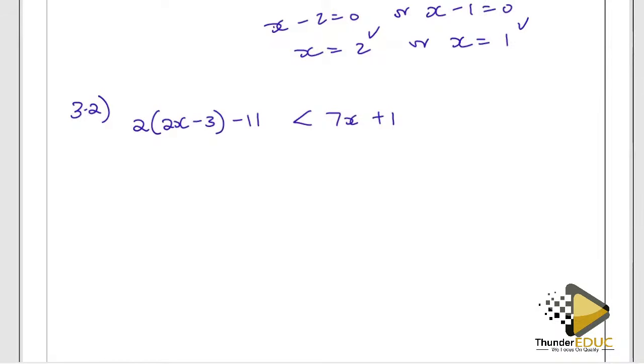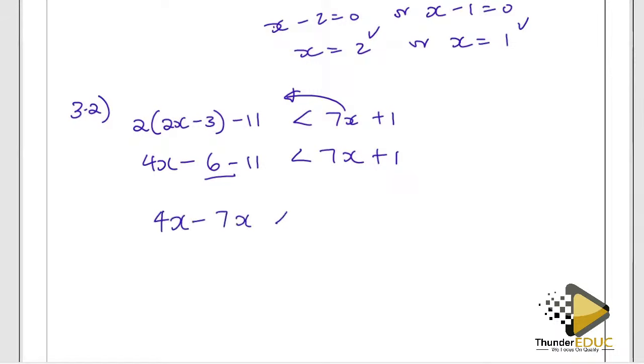So let's open this up as we move the 7x to this side. Now let's first open it. So you're going to have 4x minus 6 minus 11 is less than 7x plus 1. We know that this is going to give us negative 17. We're going to move it to that side. So we have 4x minus 7x is less than 1, is positive 1. So the minus 17 moves there, it becomes a plus 17.